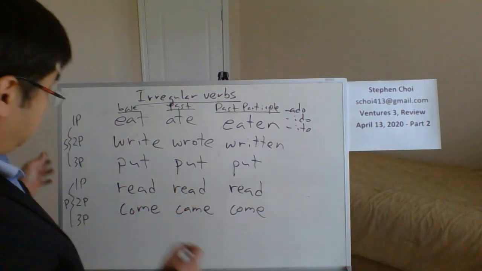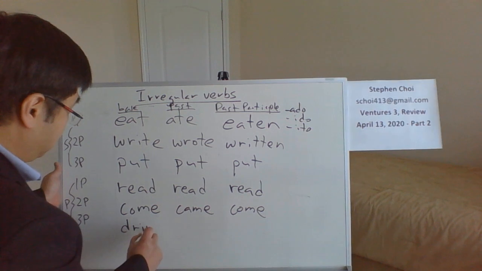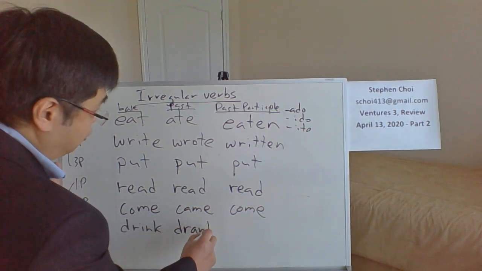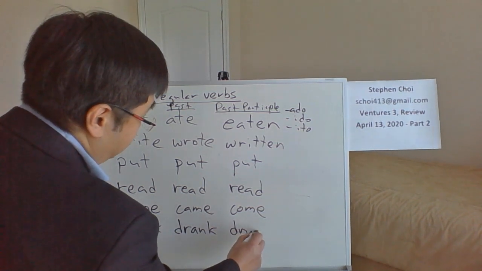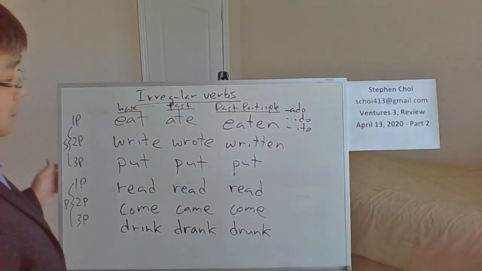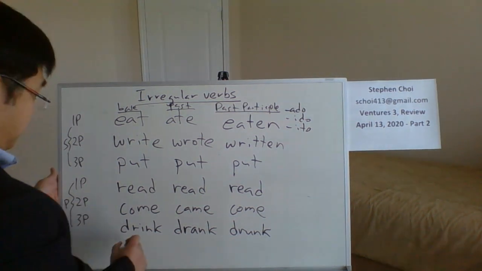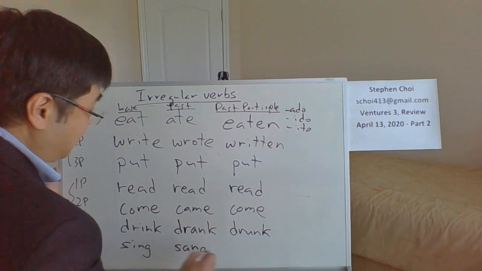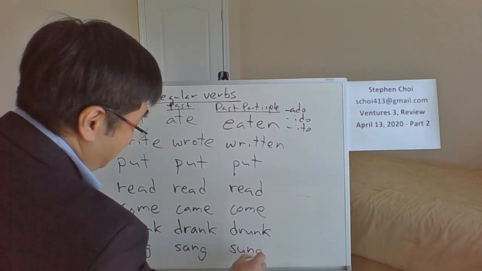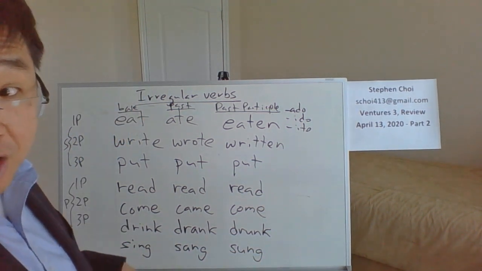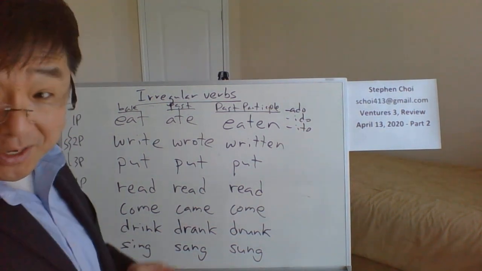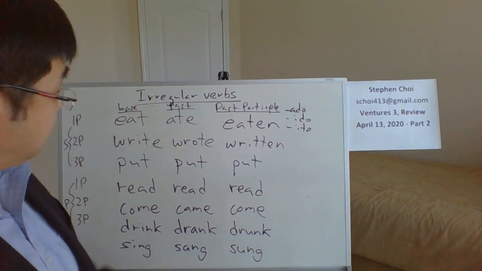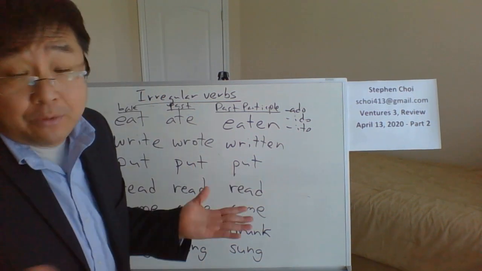So how about drink? Drink. No, not drunk. The past is drank, and then the past participle is drunk. All right. And then my favorite one is this. This sounds Chinese to me, but it's not Chinese. It's English. Sing, sang, sung. It sounds more Chinese when I say it, right? Anyway, these are all irregular, and again, you just have to memorize.